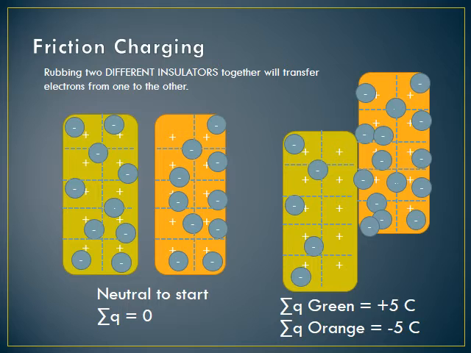If you add up the sigma charge now, you'll discover that the green one has 5 extra protons, so its charge is positive 5 coulombs, and the orange one has gained 5 electrons, so it now has a charge of negative 5 coulombs. I will point out that the total system of both of these objects is still neutral. We have still the same number of electrons and protons overall. We didn't create or destroy any of those things individually.